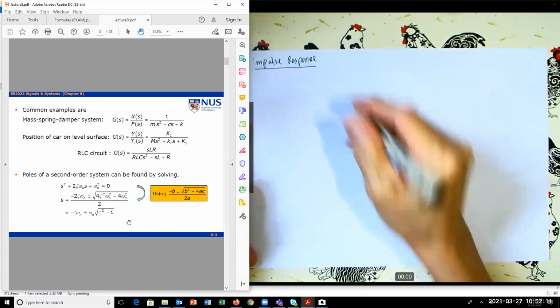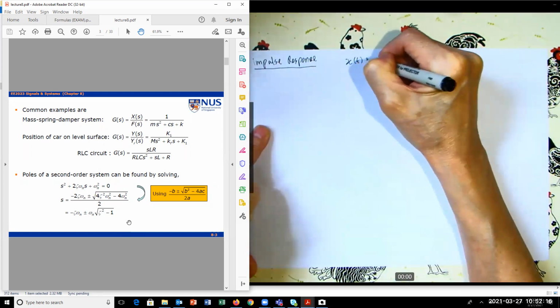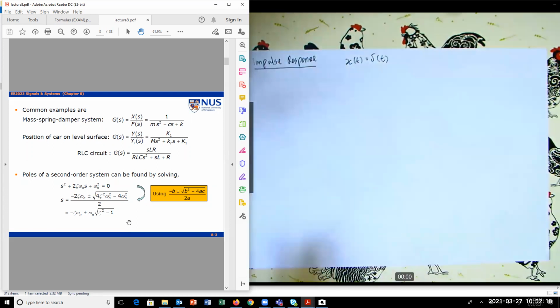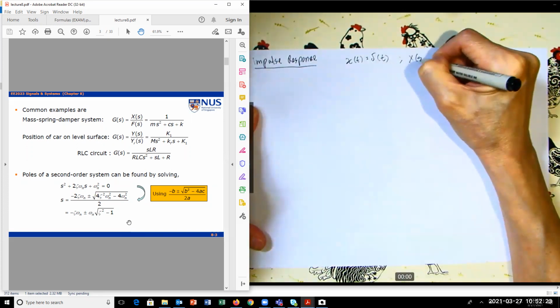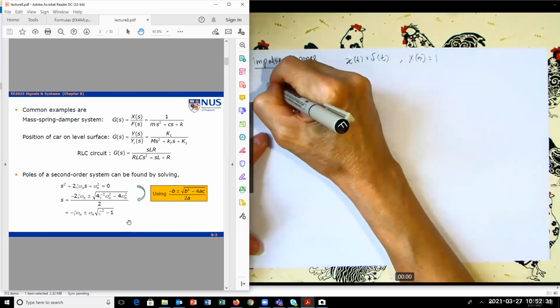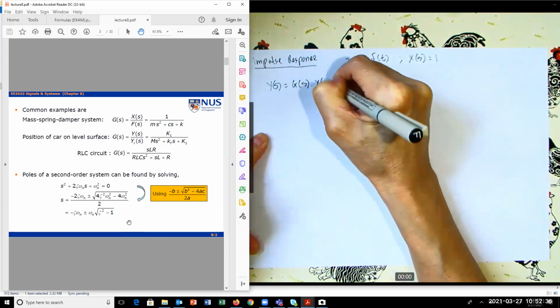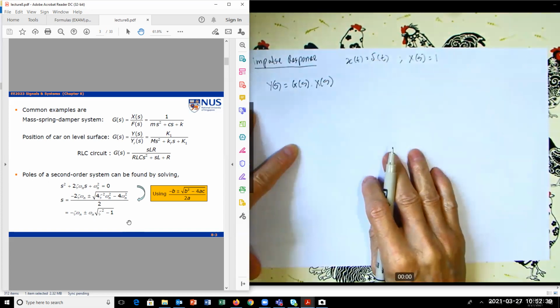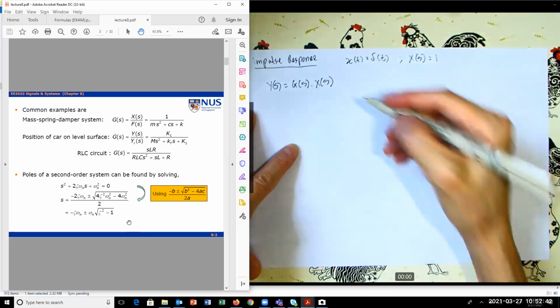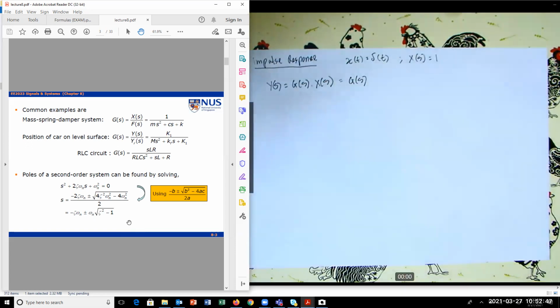So in impulse response, in this case, we have x(t) is delta(t). That's your impulse, your input, right? Which means that X(s) is just 1. So we know that the output in the Laplace domain, Y(s), is G(s) times X(s). And X(s) is 1, so in that case, it's just equal to G(s), because X(s) is 1.